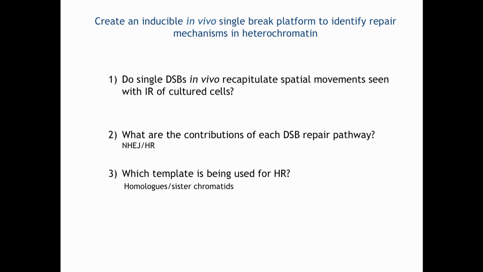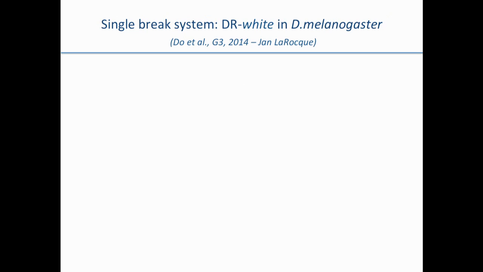So we wanted to create an inducible in vivo system to, first of all, see whether we can observe this movement for single double-strand breaks. What are the contributions of each double-strand break repair pathway? And then if HR is being used, what are the templates that are being used? Is it the homologs or the sister chromatids?